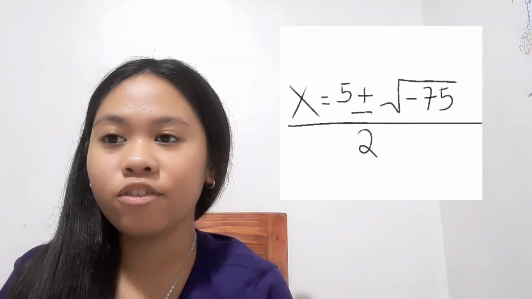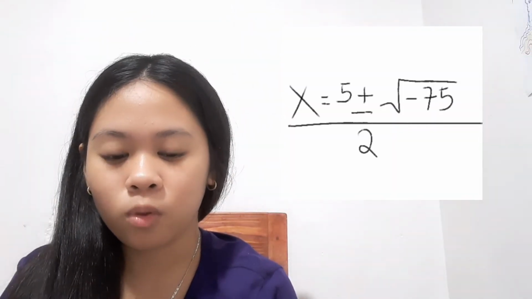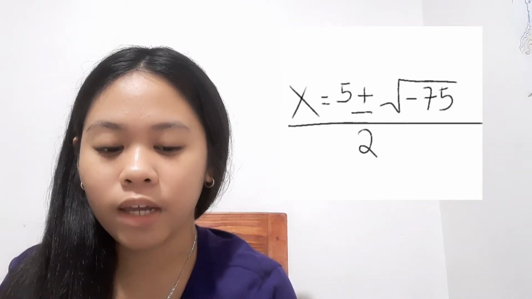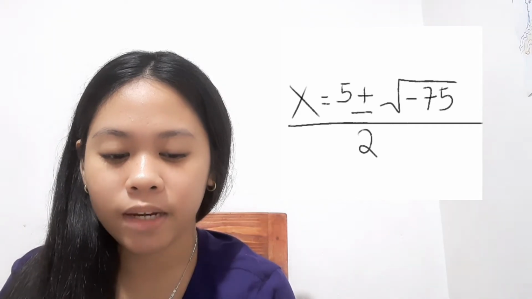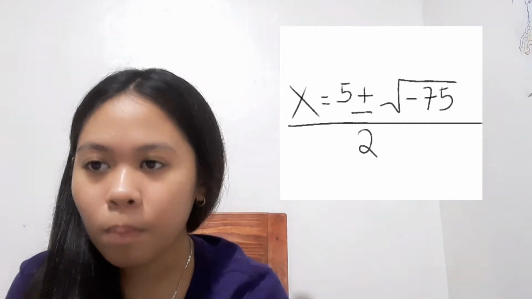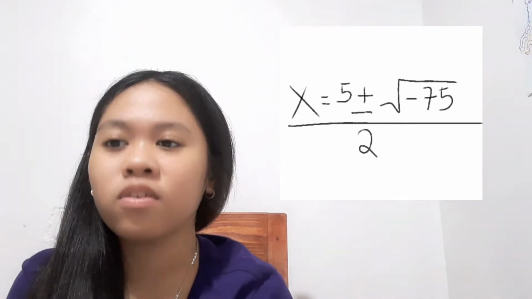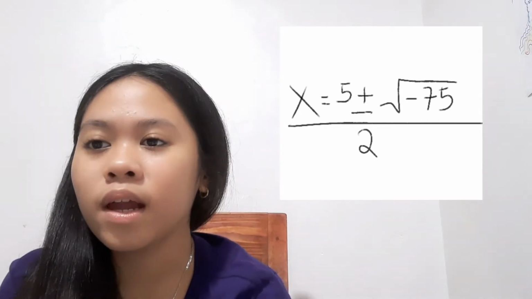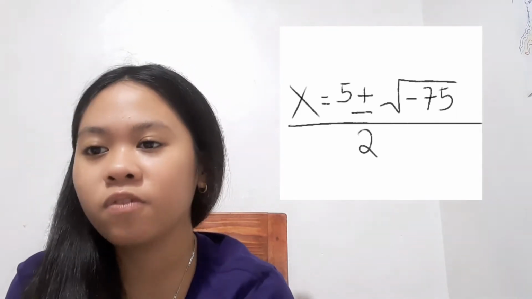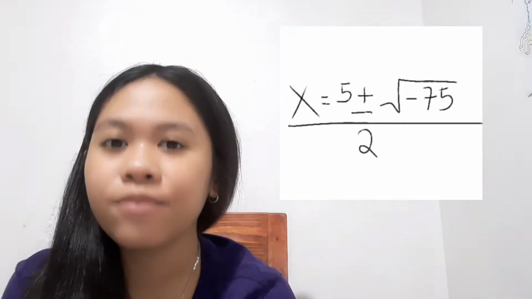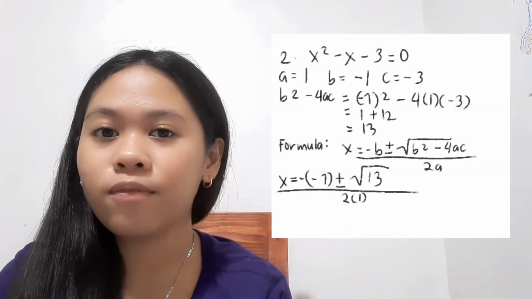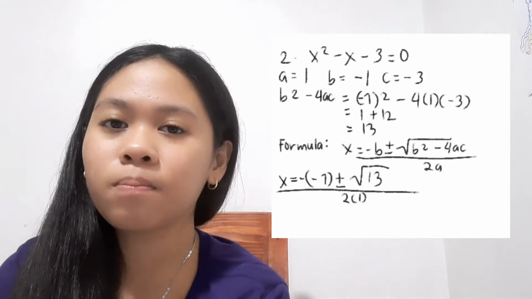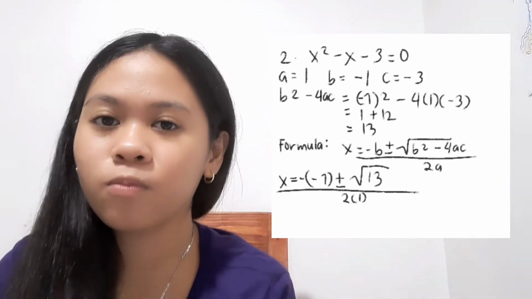Now our final answer is x equals positive 5 plus or minus the square root of negative 75, all divided by 2. The opposite of negative 5 is positive 5. And since we cannot take the square root of negative 75, we will just leave it like that. And now for our next problem, we have x squared minus x minus 3 equals 0.